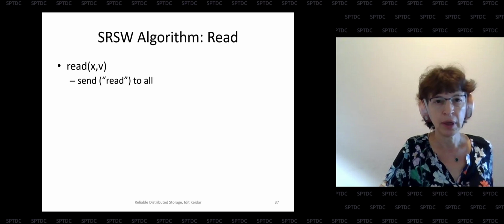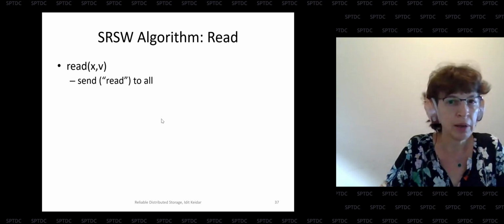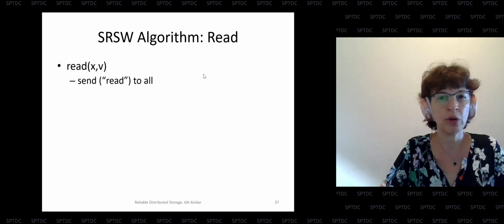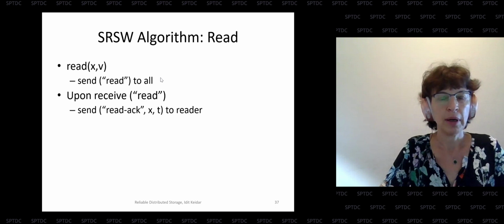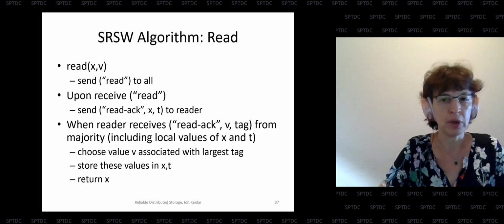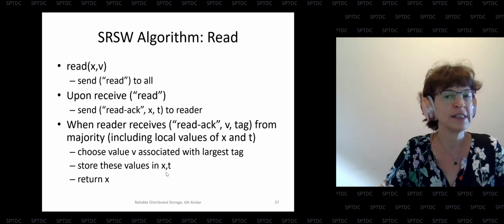Oops, right. How does the read work? Well, the read, again, as we said, is read from a majority. So we're going to send the read message to all the nodes, send an acknowledgement, and every process that receives this read sends the value X, that's the value of the register, and T, that's the timestamp, to the reader. And when the reader receives this message from a majority, it just chooses the value associated with the biggest timestamp and stores it in its local copy and returns it.